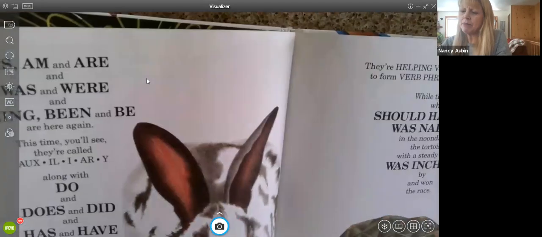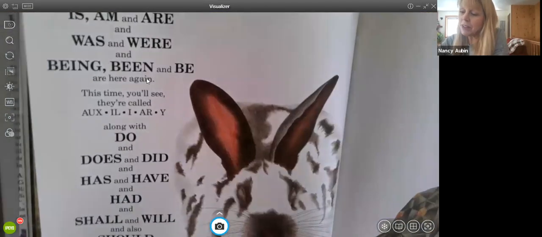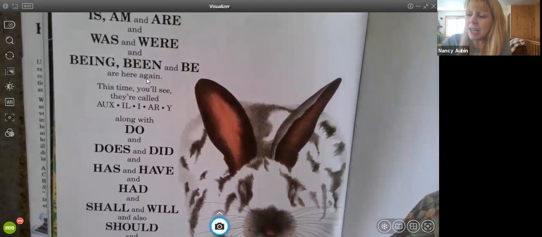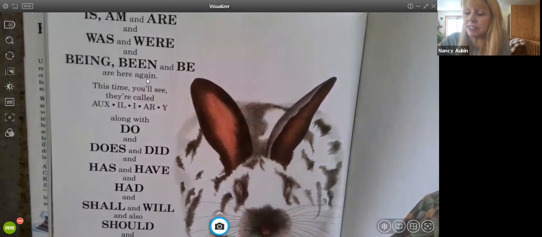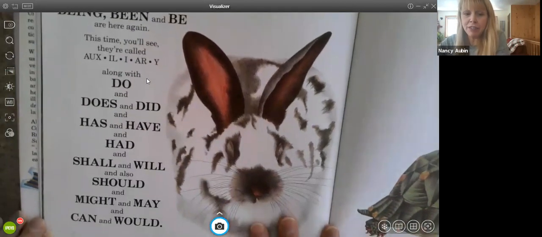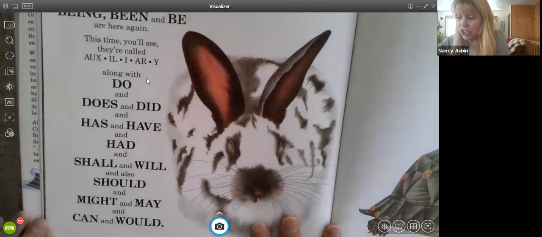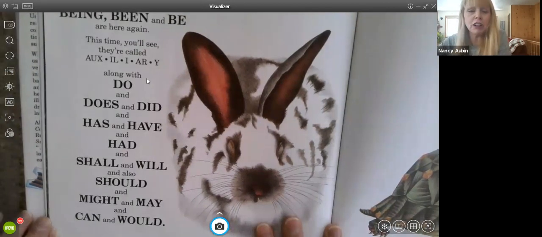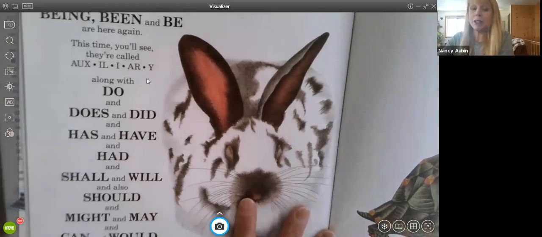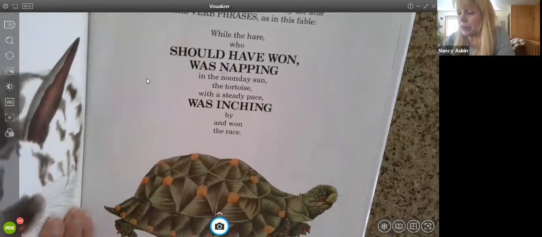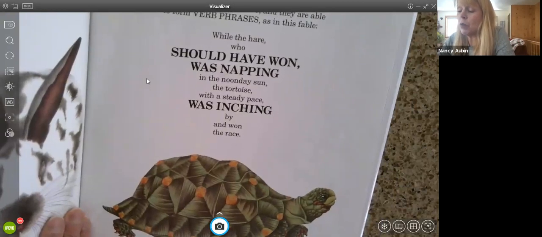Is, am, and are, and was and were, and being, been, and be are here again. This time you'll see they're called auxiliary, along with do and does and did and has and have and had and shall and will and also should and might and may and can and would. Those are all called auxiliary verbs. They don't show action, but they are verbs. They're helping verbs, and they are able to form verb phrases, as in this fable.